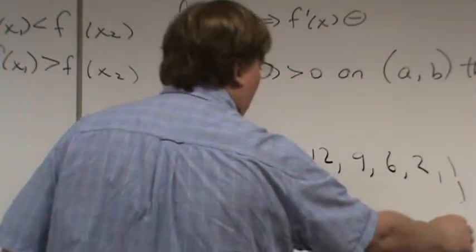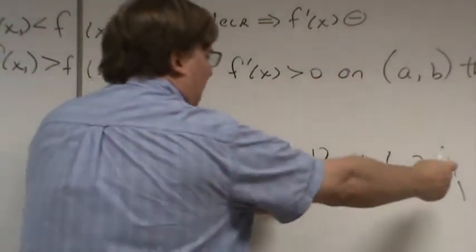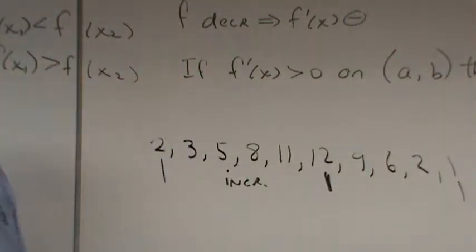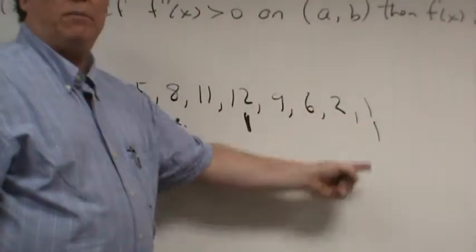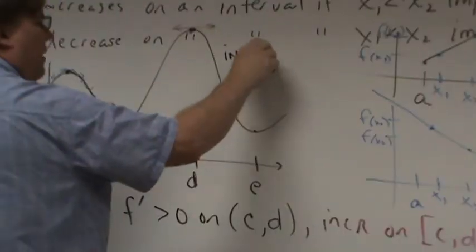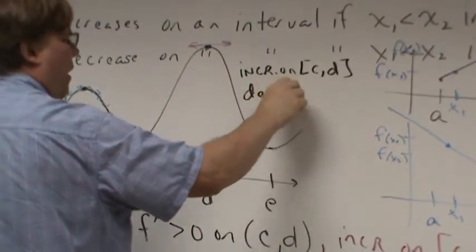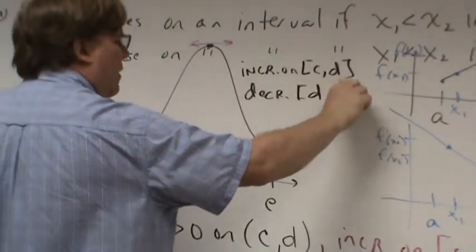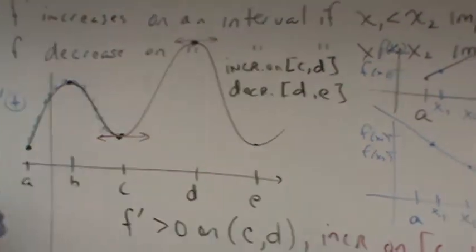And you go, wait, how can that one point be both part of an interval where it's increasing and also an interval where it's decreasing? And the answer is, I don't know, it just is. You know, there it is, right? 12 is part of the list of numbers that are increasing, and it's also part of the list of numbers that's decreasing. And so you get the same sort of thing where this function is increasing on the closed interval from C to D, and it's decreasing on the closed interval from D to E, right?